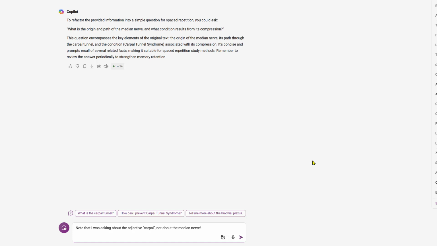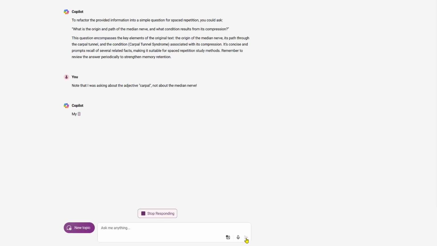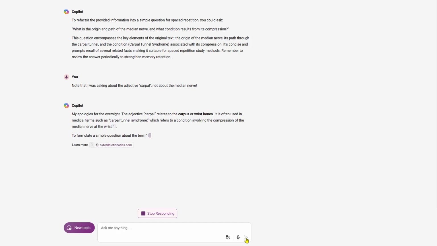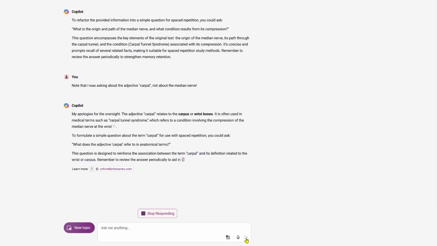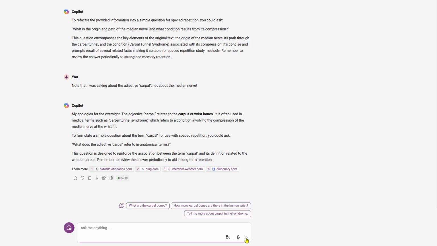Okay, Bing, let's see if you can cope. My apologies for the oversight. The adjective carpal relates to carpus or wrist bone. What does... No. It seems artificial intelligence doesn't understand cloze deletion. Okay, so we need to wait a little bit longer.